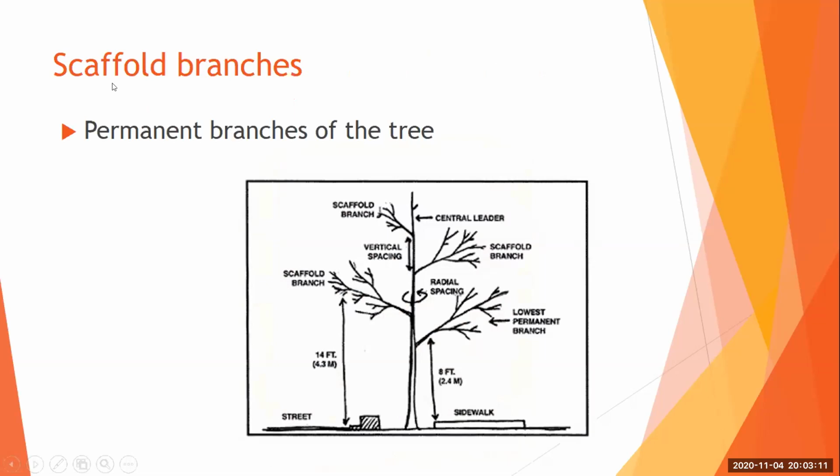All right, another term is scaffold branches. Scaffold branches are the permanent branches on the tree. So on a big tree over there, the branches that are 14 feet, 8 feet, 25 feet, these are the permanent branches. The branches here in the lower part of the tree are not permanent.